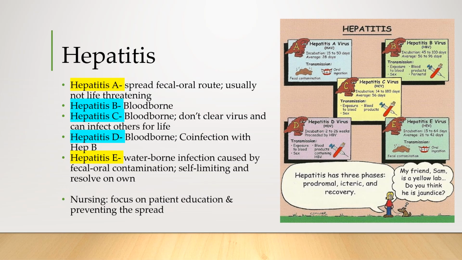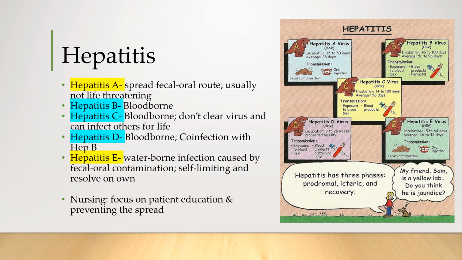So there are several different hepatitises out there. Hepatitis A, which is more fecal-oral route, not necessarily life-threatening, but it does spread. This is something where we constantly have the patient washing their hands. Hepatitis B is more bloodborne. Hepatitis C is bloodborne, and hepatitis C can infect some for life. There is not a vaccine or a cure for C, while A and B do have a vaccine.